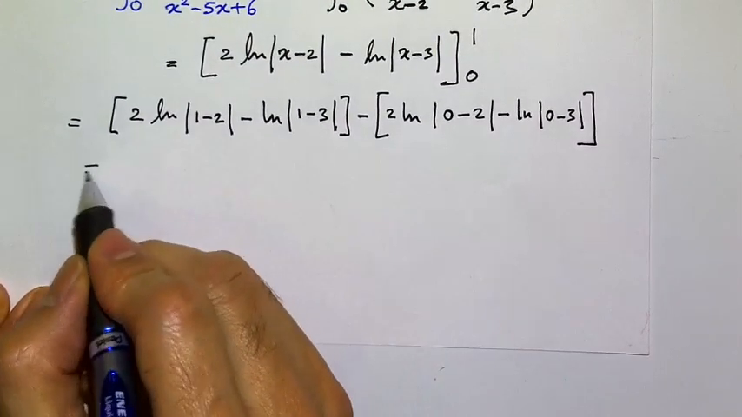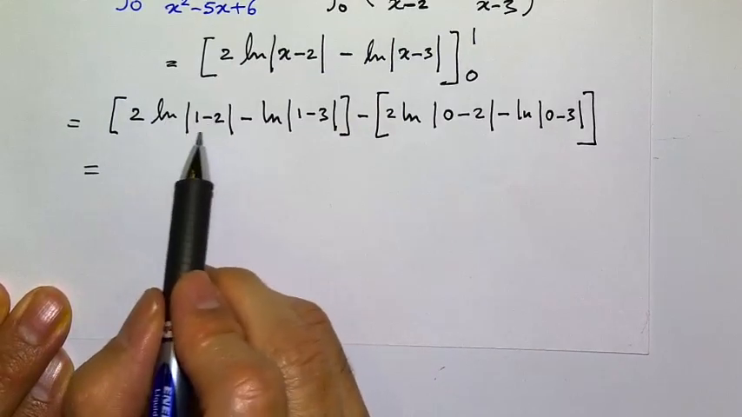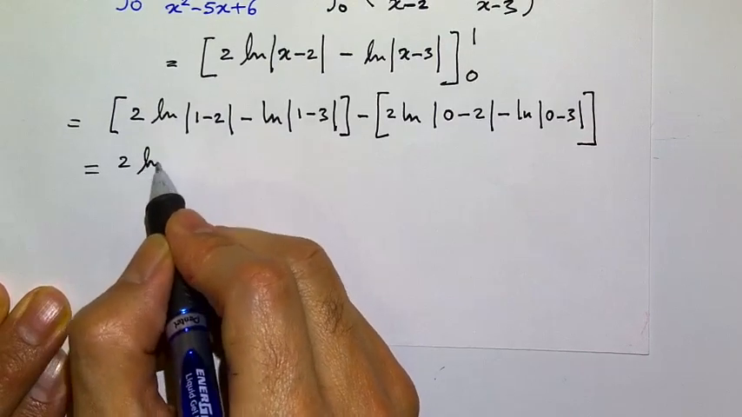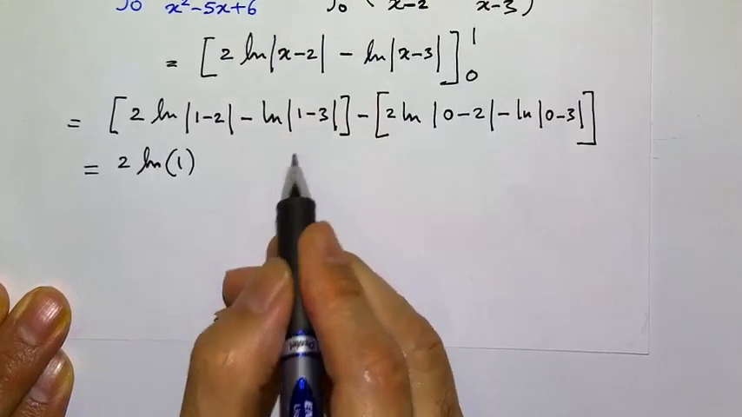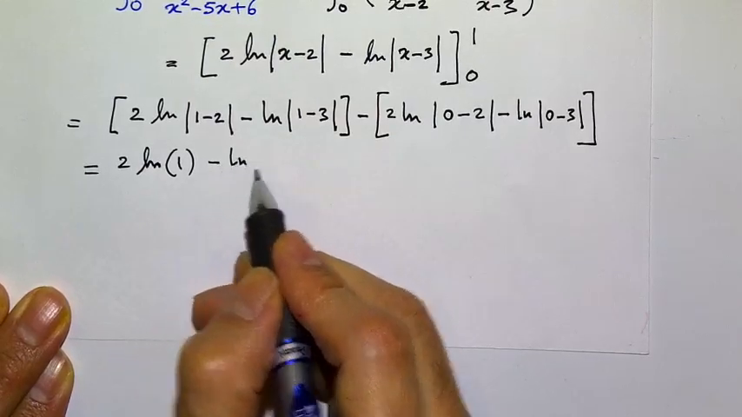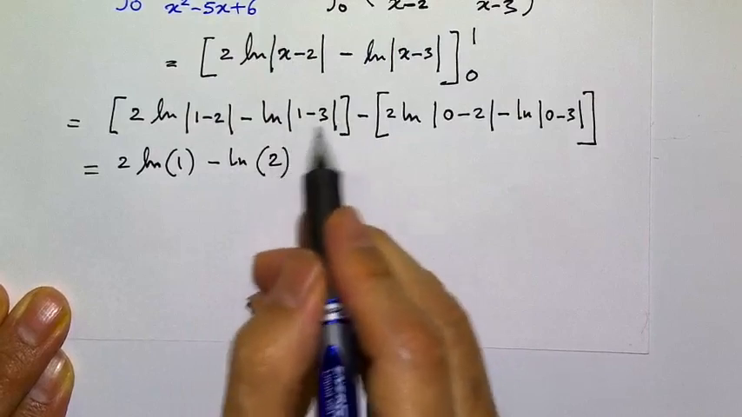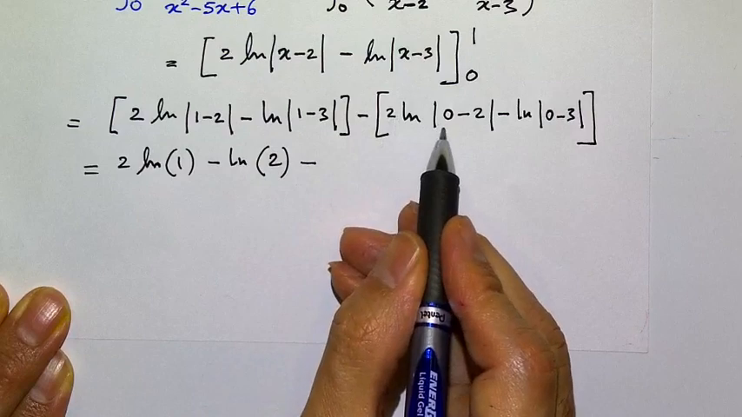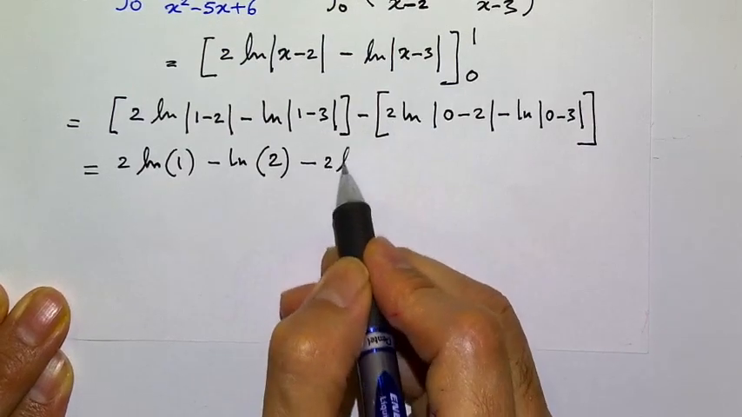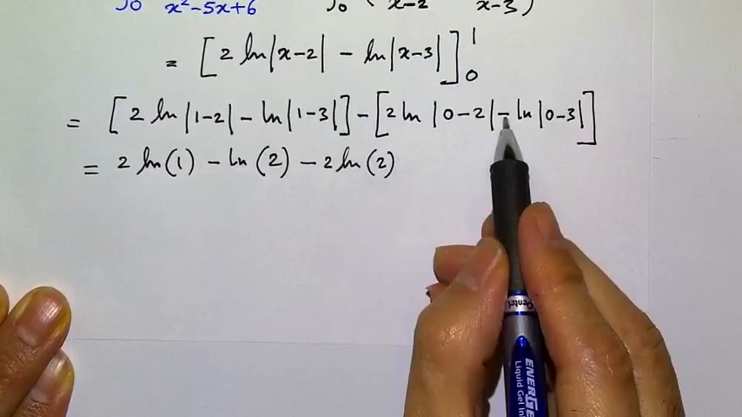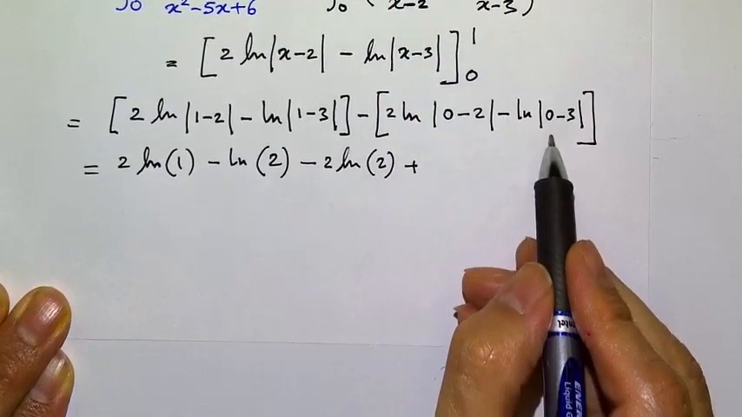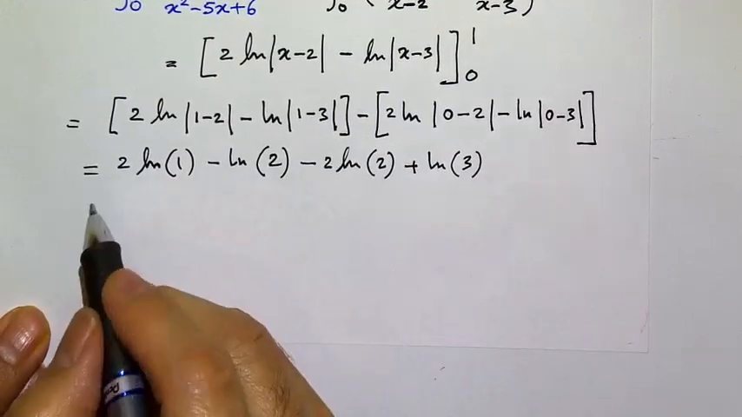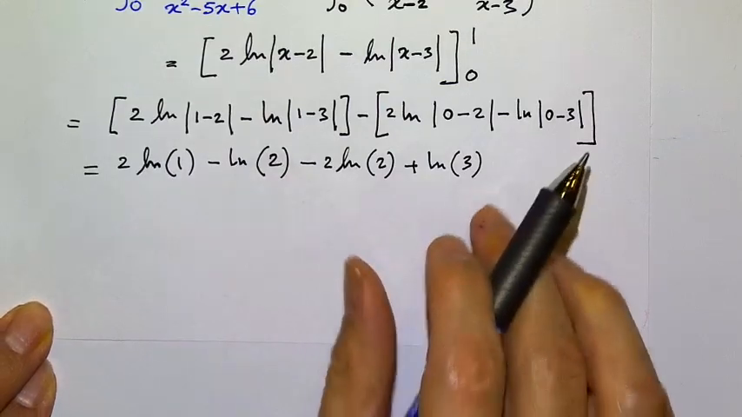And then we have, so this is natural log of positive 1. It's 0 times 2. Well, let me write it here first. Natural log of 1 minus natural log of 2, right? I'm writing after we apply the absolute values. And then minus 2 natural log of 2. Minus times minus is positive natural log of 3. Positive 3. Okay, so this is 0.